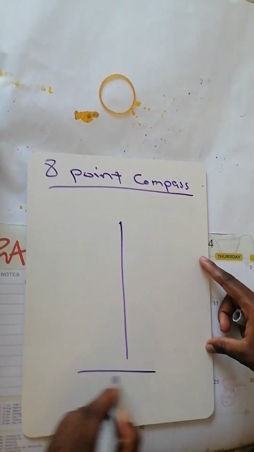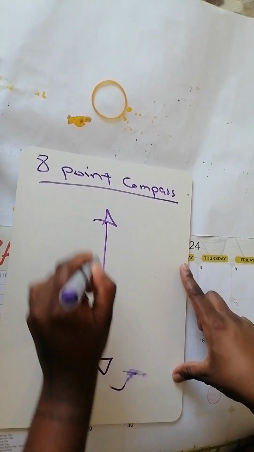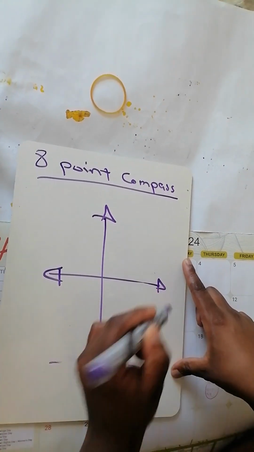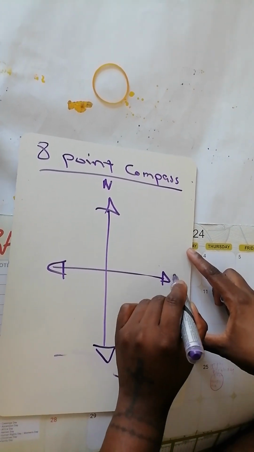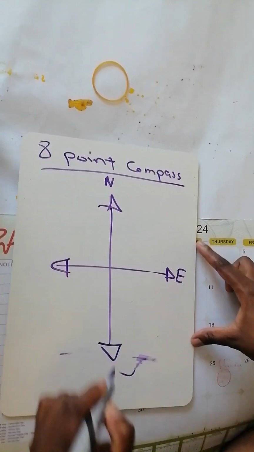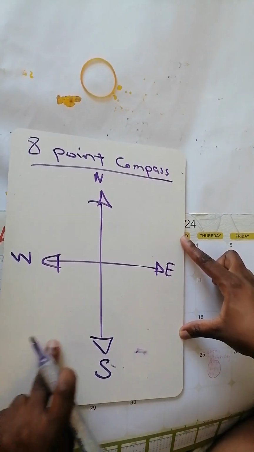An 8-point compass starts with a 4-point compass. A 4-point compass is a compass that has 4 points. North is always on top, east is always on the right, south is always at the bottom, and west is always on the left.